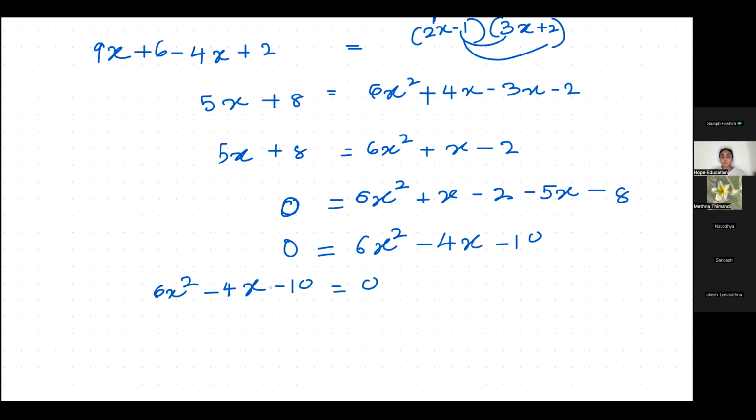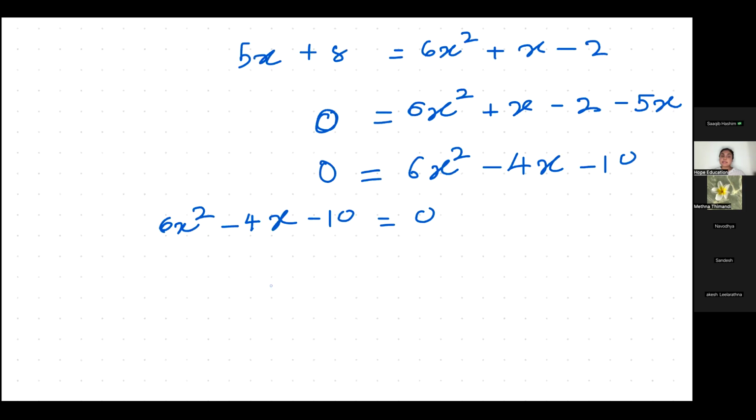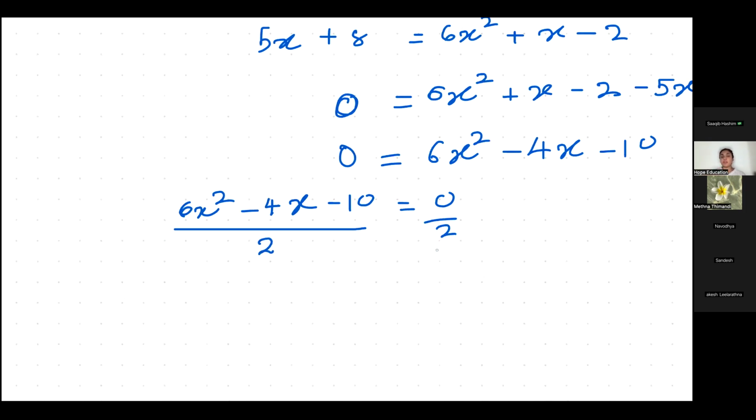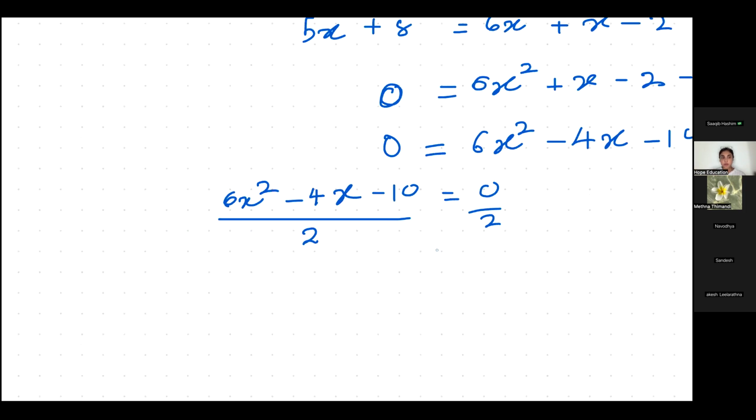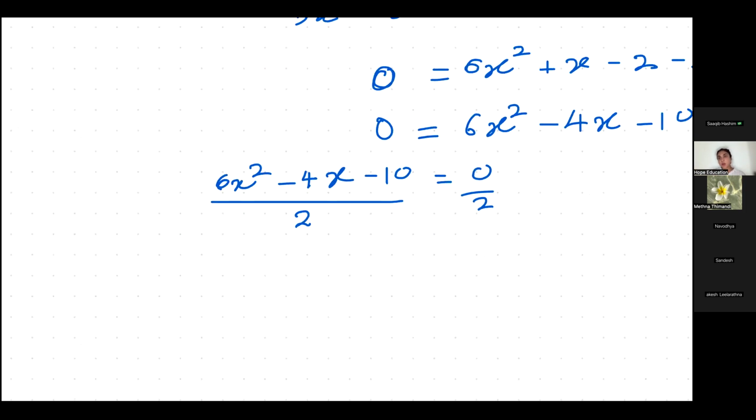Look, children. This 6x squared, 4x, 10, all of these are divisible by 2, right? So what do I do? In this equation, I'm going to divide the left side and right side both by 2, to further simplify. So what do I get? 6x squared divided by 2 is 3x squared. Minus 4x divided by 2 is minus 2x. Minus 10 divided by 2 is minus 5. 0 divided by 2 is 0. So this is my quadratic equation.